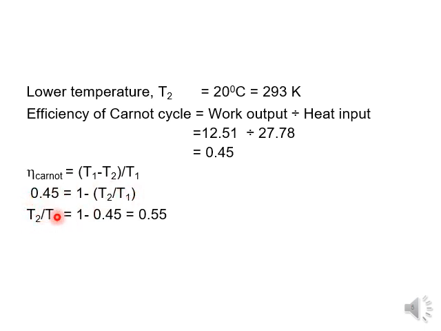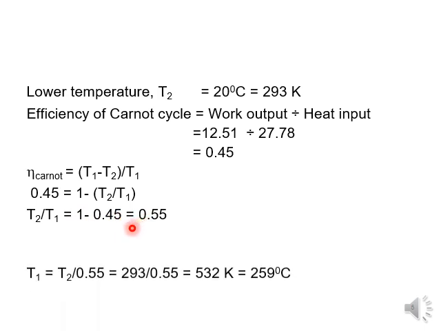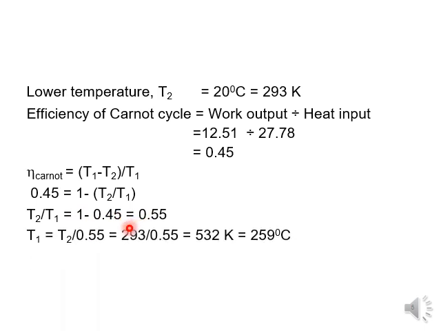So T2 by T1 becomes 1 minus this, plus 0.45 comes to the LHS side, means it comes as a minus 0.45, and minus T2 by T1 comes as a plus T2 by T1. So T2 by T1 is equal to 1 minus 0.45, which is 0.55. So T2 by T1 is equal to 0.55, and we want only the T1.